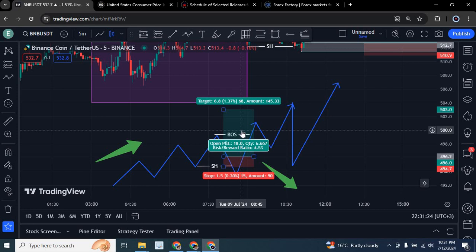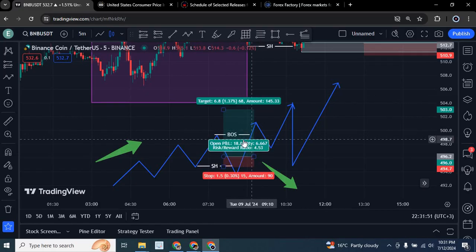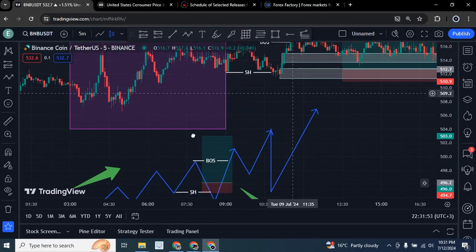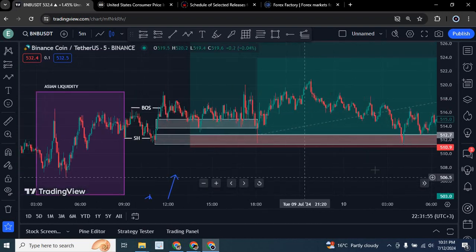Remember what we risked, 10%. So 10% divided by the percentage loss. Now here at stop you have 1.5. Ignore the 1.5. You want the percentage loss. Percentage loss is 0.30, so divide by 0.30. That is the risk, so that is your leverage. That is 3x.